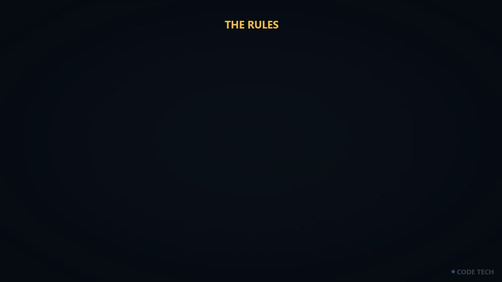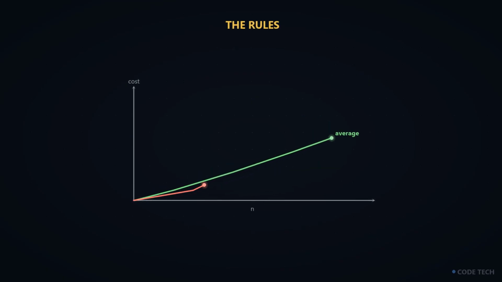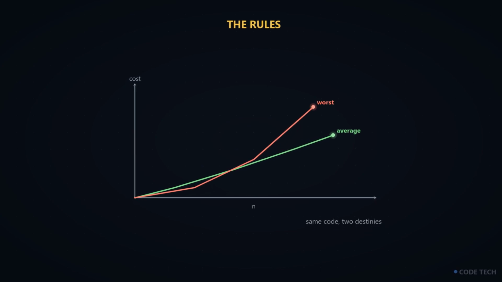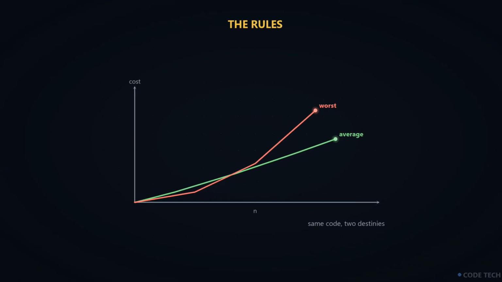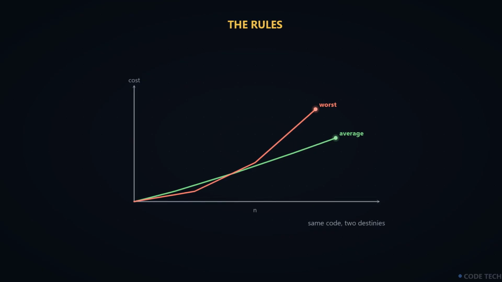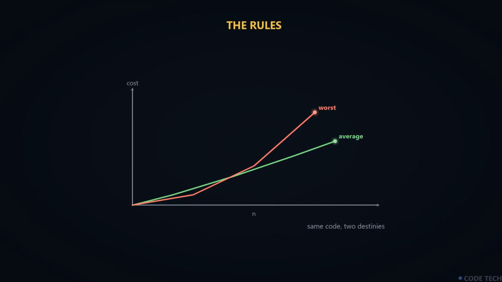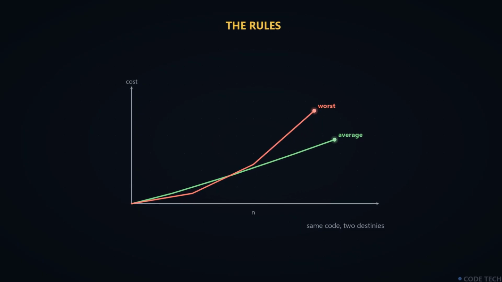One honest caveat. The same algorithm can have several personalities. Quicksort averages n log n, but feed it already sorted data with a naive pivot, and it degrades to n squared. So we speak of best case, average case, worst case. Interviews obsess over the worst. Engineers care about the average and about how likely the worst really is. Know which one you're quoting.